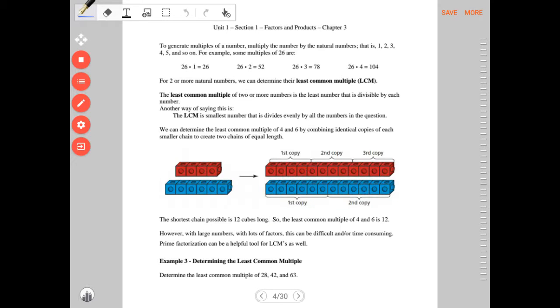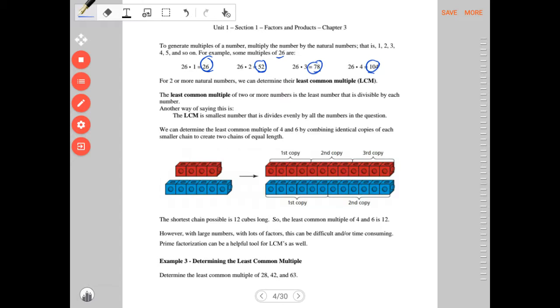To generate multiples of a number, we simply multiply the number by the natural numbers, so 1, 2, 3, 4, 5, and so on. Here are some multiples of 26. 26 times 1 is 26, 26 times 2 is 52, 26 times 3 is 78, 26 times 4 is 104. All of these numbers are called multiples of 26.